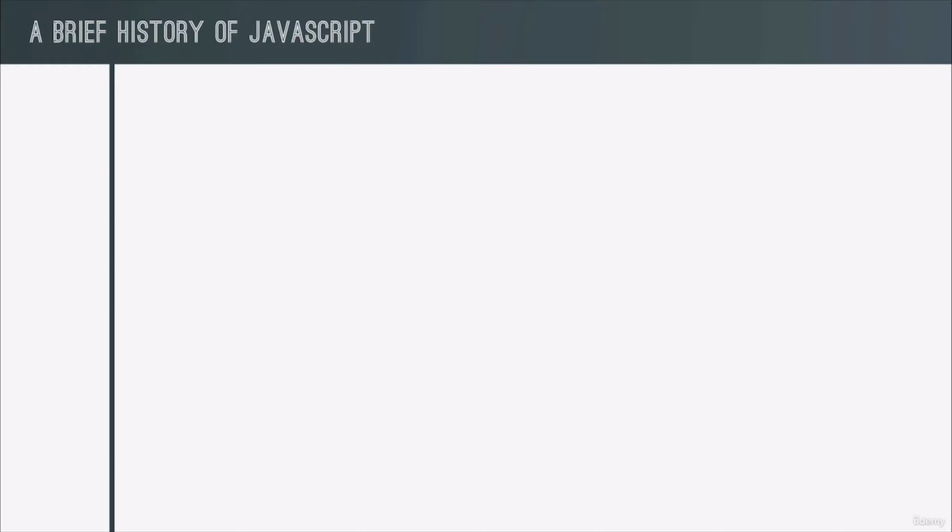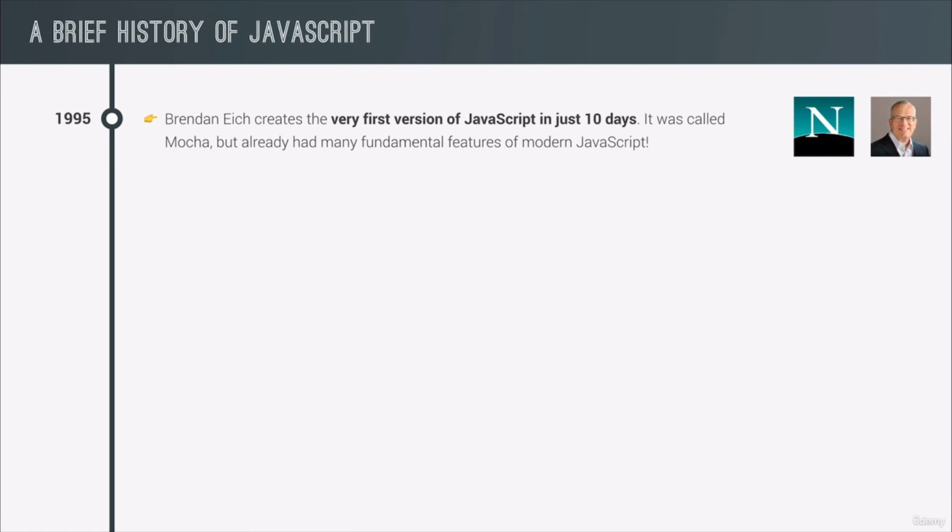So quickly after the internet was invented and the first web browsers were developed, developers wanted to start making websites more interactive. In other words, they needed a programming language for the browser. So in 1995, the Netscape Navigator, which by the time was the dominant browser, hired a guy named Brendan Eich to create the very first version of JavaScript in just 10 days. It was called Mocha, so not JavaScript yet, but it already had many of the fundamental features that modern JavaScript has today. So that's very impressive that he basically created this first version in really just 10 days.